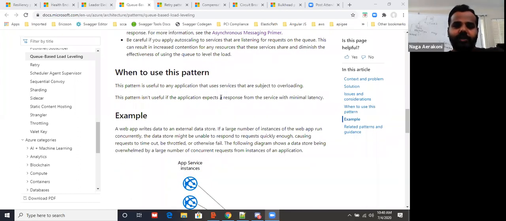So it's useful to any application that is subject to peak loads. You use this pattern only when you know that there could be certain times where you want to handle the peak loads or overloading, but the rest of the time the load is under certain limits.